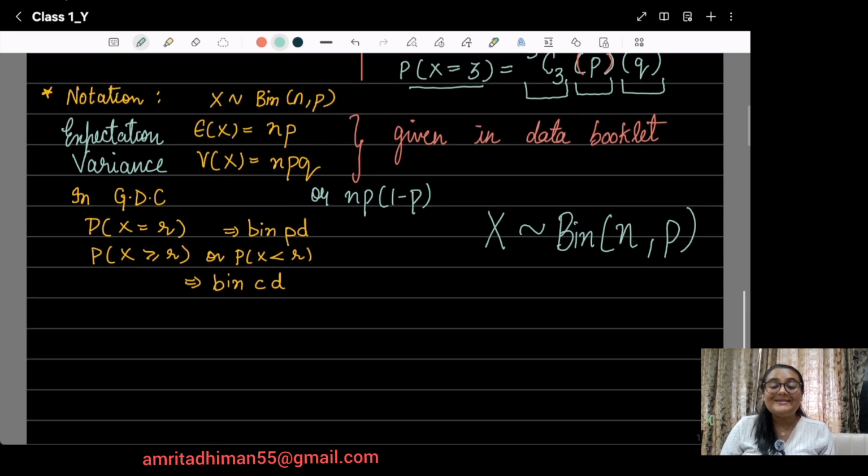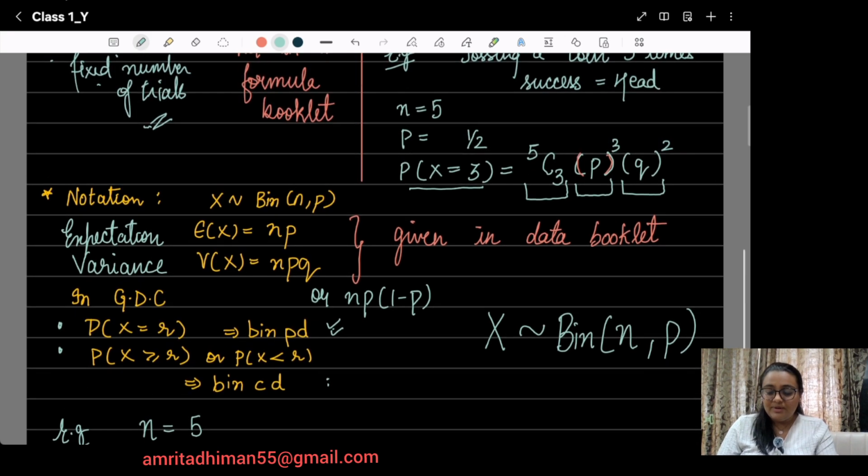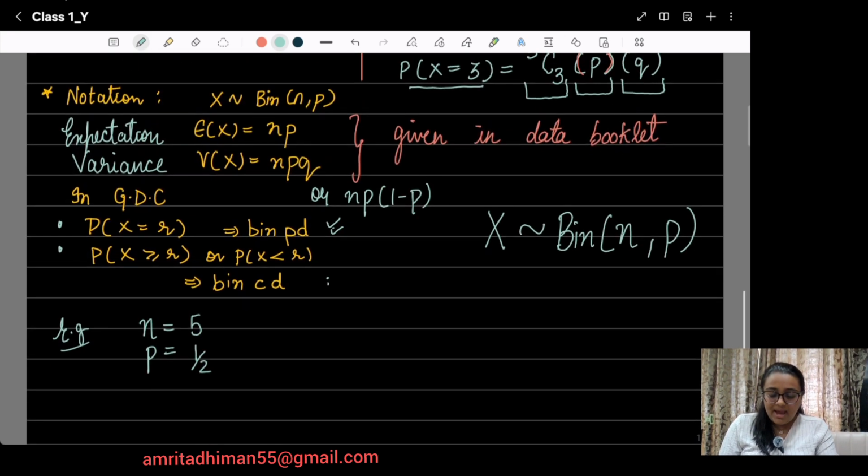Now for GDC, you just need to remember these 2 points. When you need to find the probability for exactly 1 point, then you need to use binomial PD. And if you want to find the probability for greater than or equal to 3, so if there is an inequality, then you need to use binomial CD. Suppose for the same example where we have n is equal to 5 and p is equal to 1 by 2, and we need to find probability x is equal to 3.